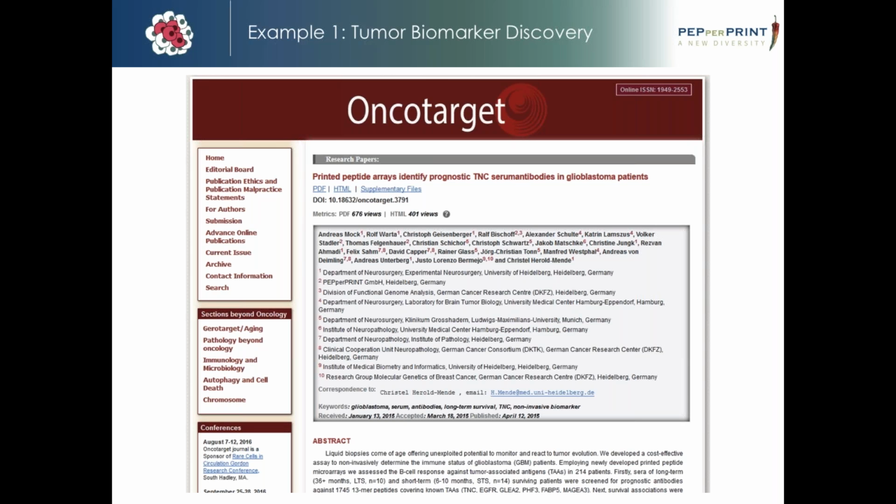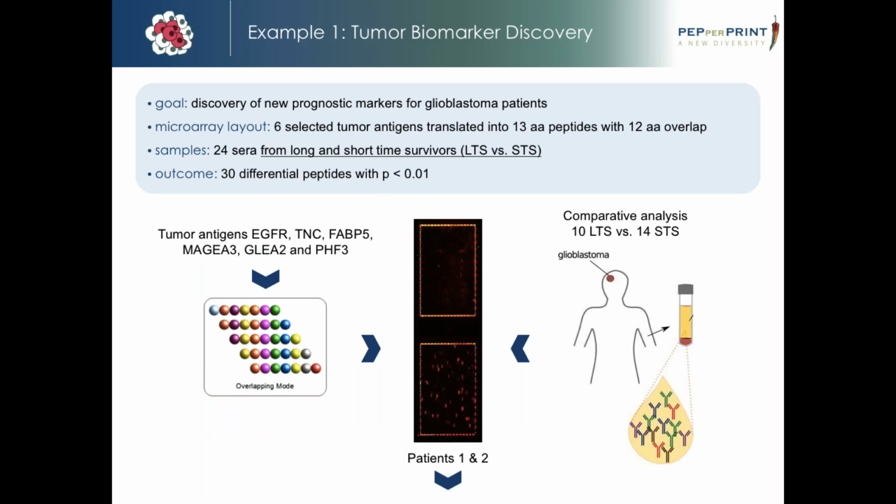One of our first cancer biomarker studies was done with the University Hospital Heidelberg. The aim of the study was the identification of prognostic serum markers in glioblastoma patients, and it was published in Oncotarget in 2015. We translated 6 known glioblastoma-associated antigens into overlapping peptides and printed them onto a first-generation peptide microarray for the primary screening. Each peptide microarray covered 2 array copies for the analysis of 2 patients' sera per chip.